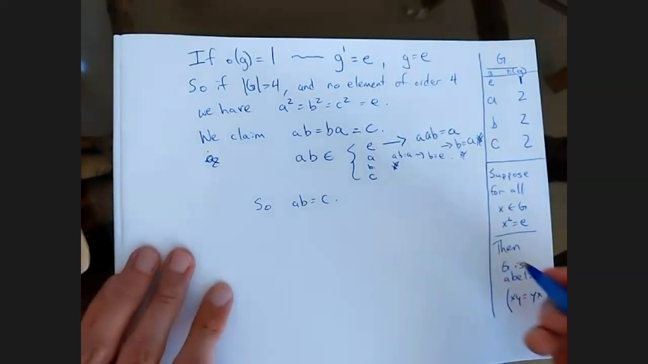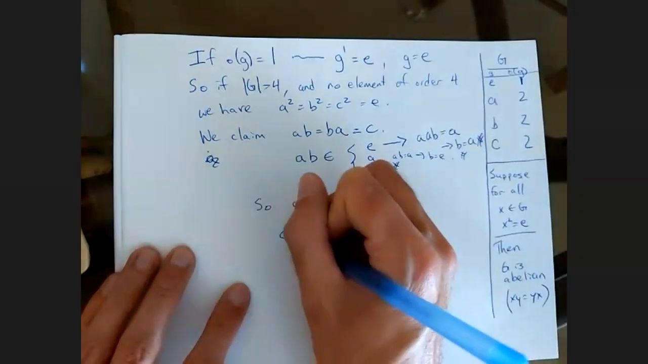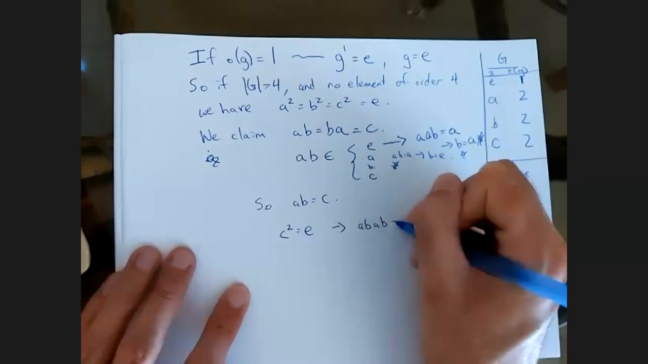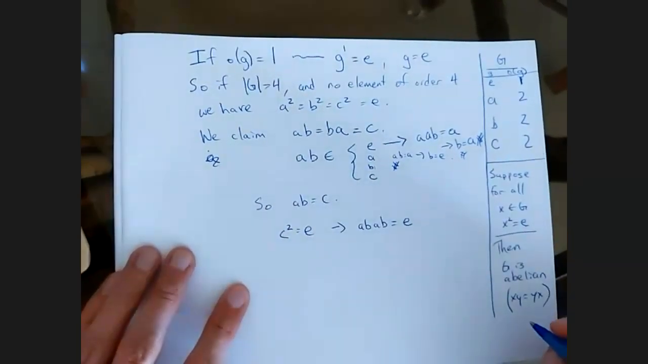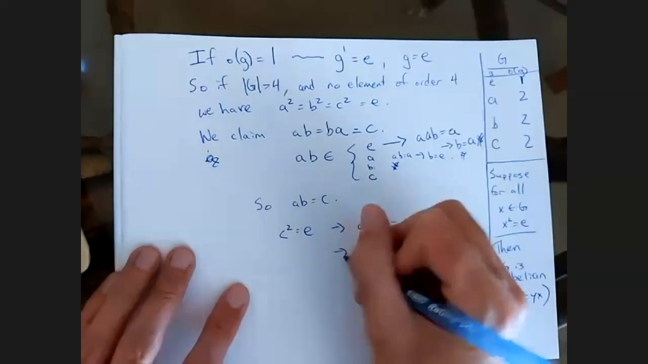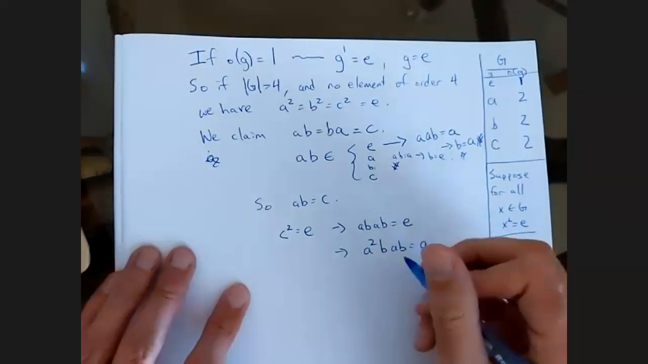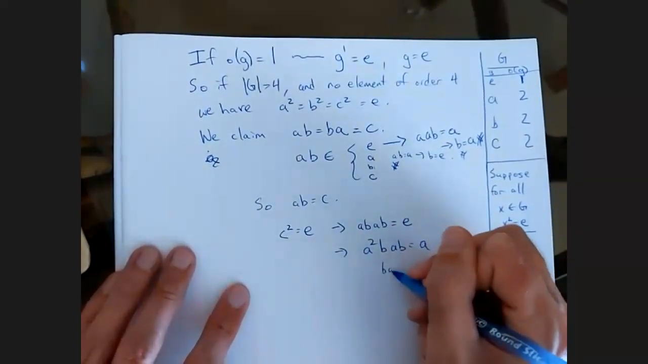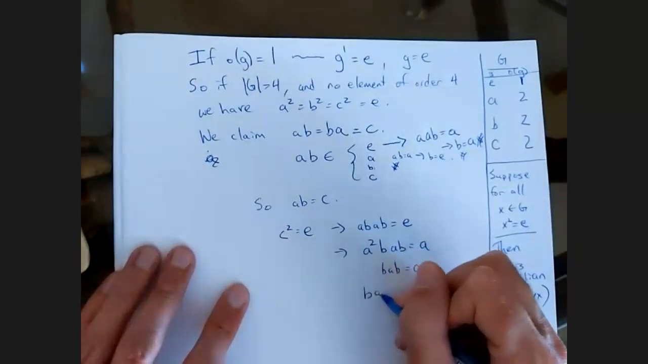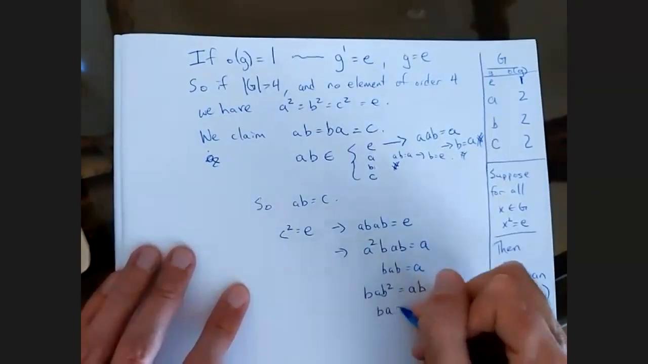Now knowing that c is really a times b, and c squared is the identity, so abab is the identity. Now we multiply on the left by a. We get a squared bab equals a, and a squared is the identity. So bab equals a. And we multiply on the right by b. We get bab squared equals ab. b squared is also the identity, so we get ba equals ab.